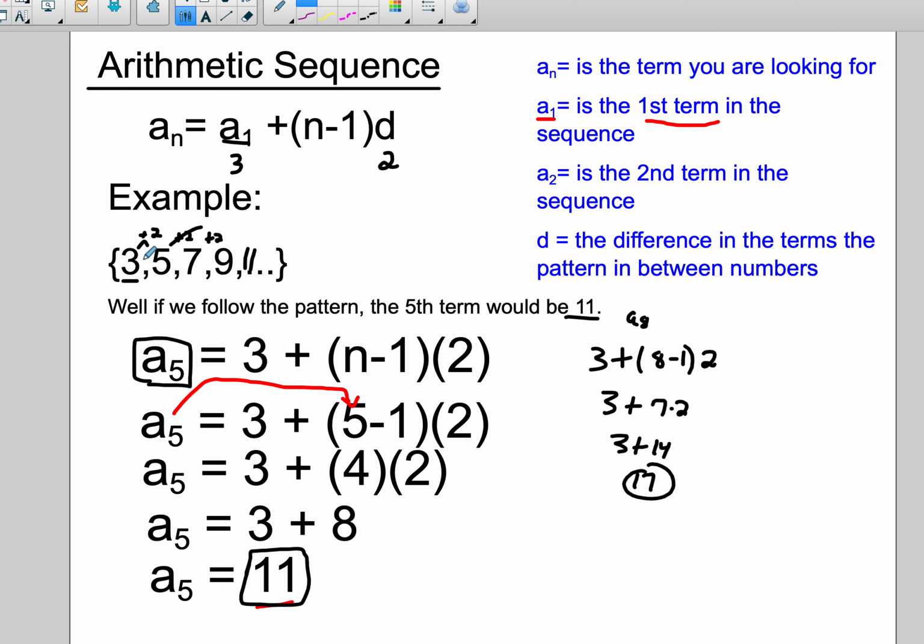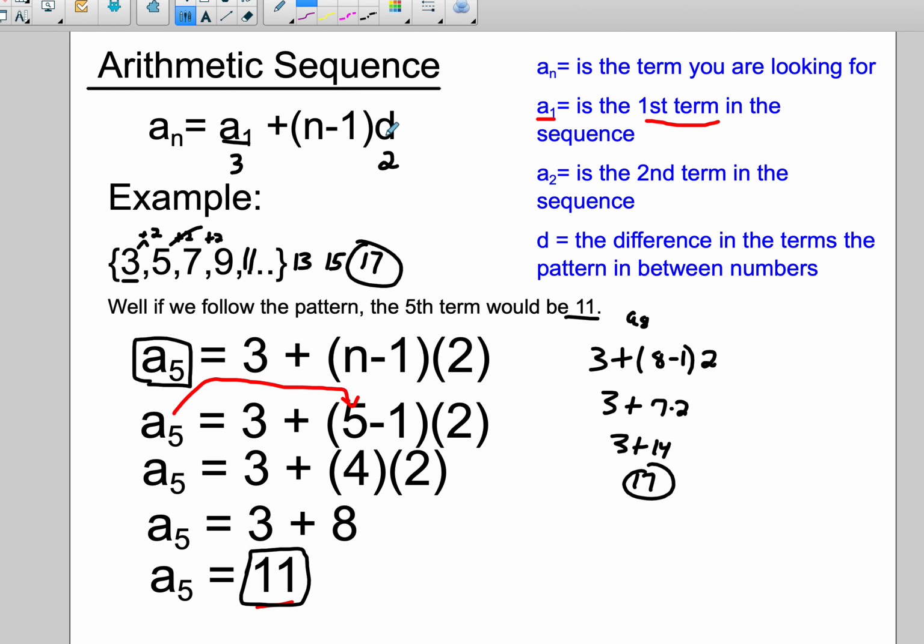Well, let's double check this. 3, 5, 7, 9, 11. Term 6 will be 13. Term 7 would be 15. And term 8 would be 17. So yes, this formula works.